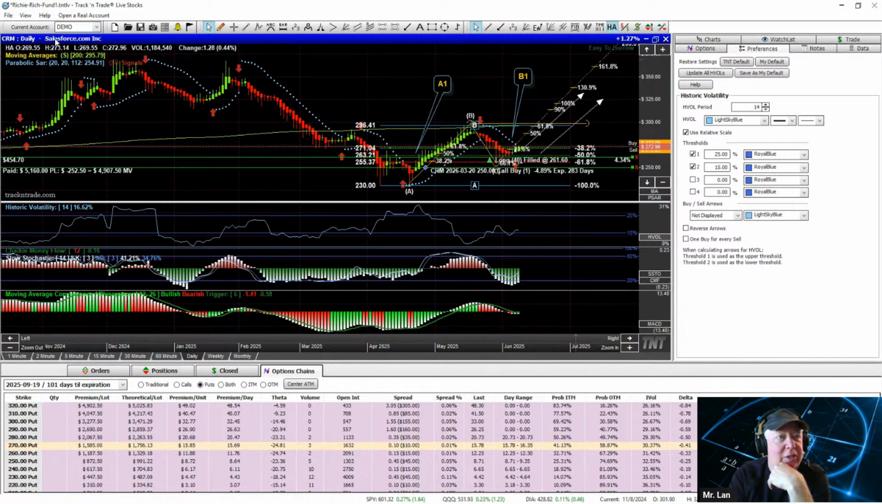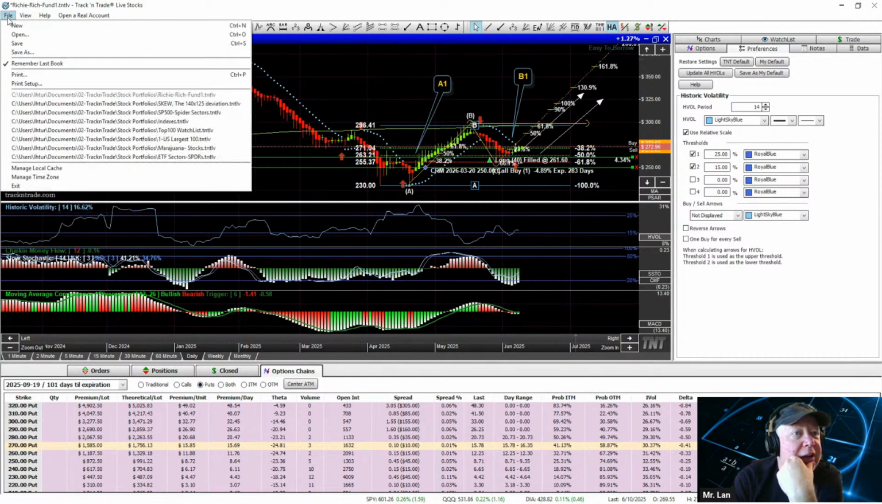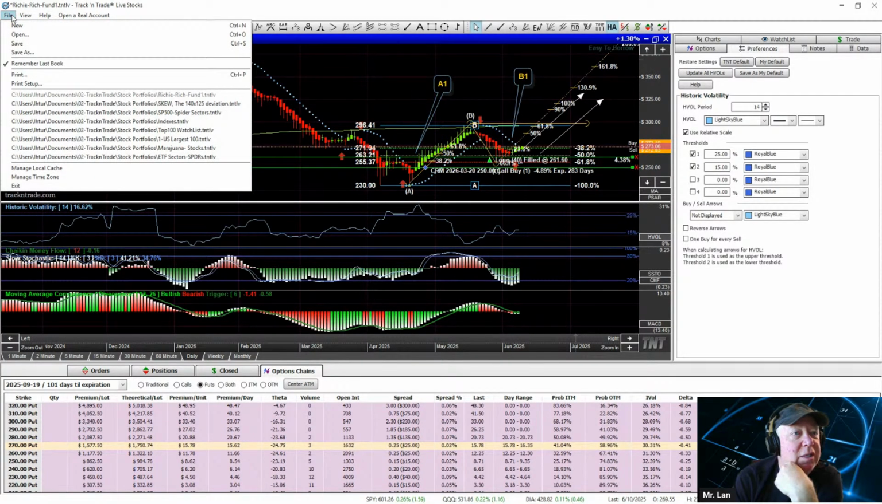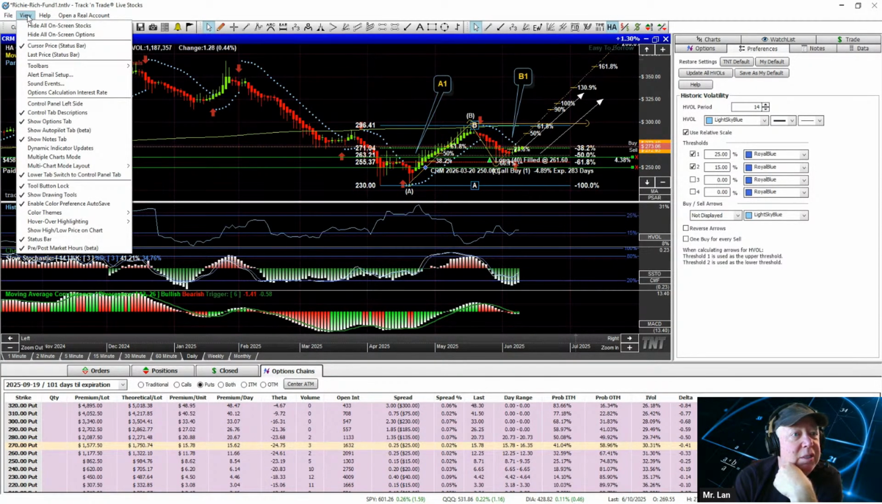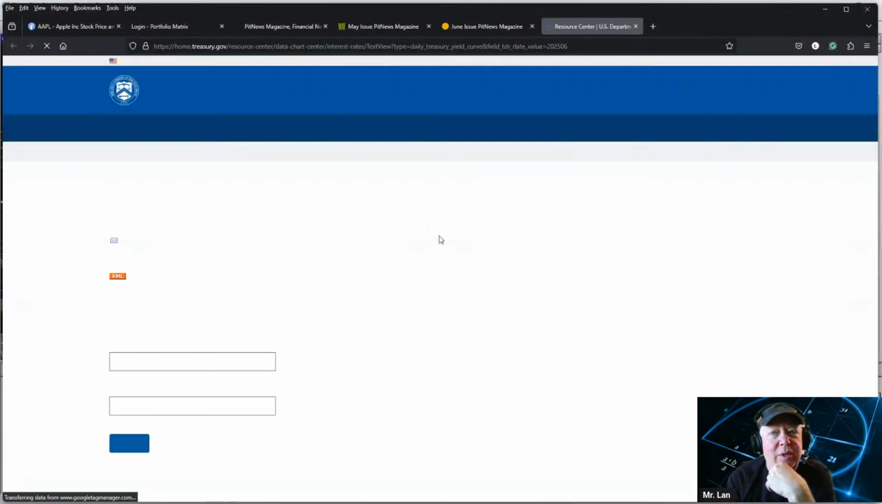The theoretical value. Let's go up and make sure that we've got our file. No, it's view. Show dynamic multi. What is it? Where is it? Oh, maybe it's over here. No, it's not. It's got to be in here. I'm looking for the interest rate. I'm not sure what the interest rate is set at. There it is. Options calculation interest rate. It's set at 4.33.